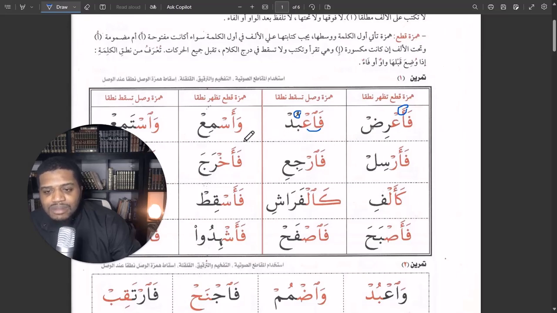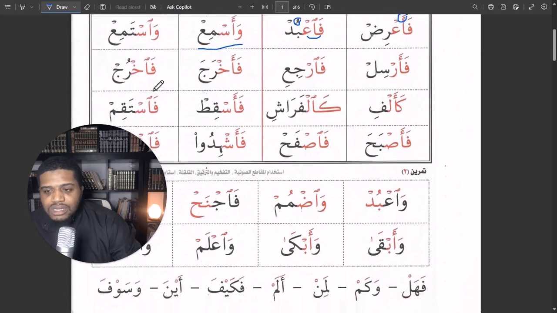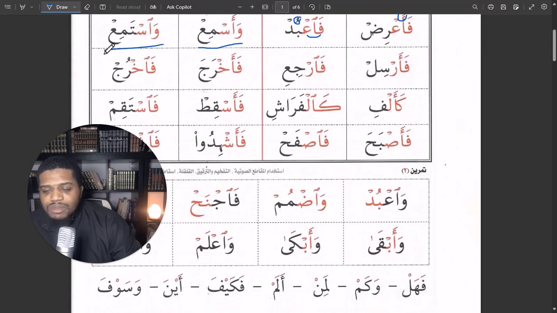Wa asmi'. Wastami'. And if there was no waw here, we would say istami'. Why? Because the middle letter has kasra under it, istami'.